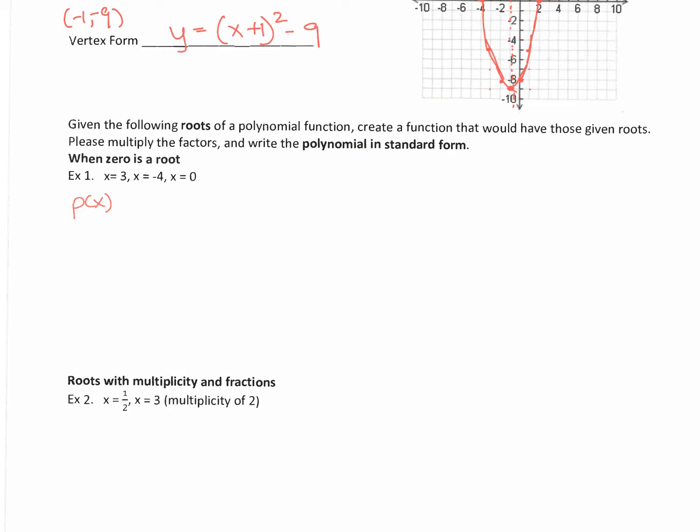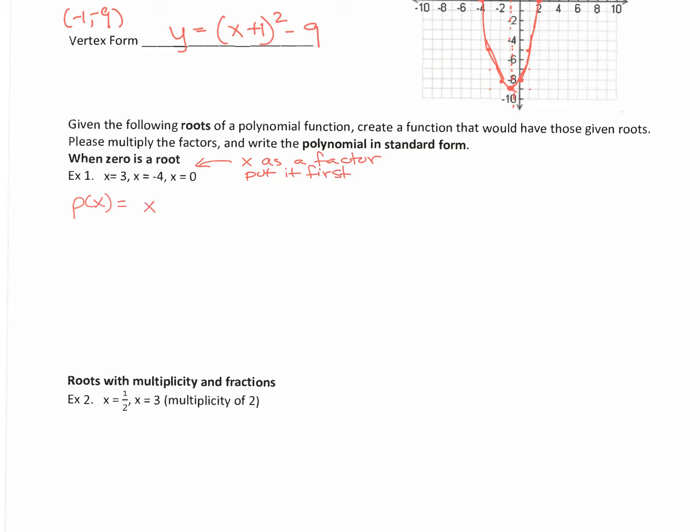So I'm noticing the x equals 0. Whenever I see an x equals 0, that means that I'm going to have a single x as a factor, because I would set that x equal to 0. That's how I get a 0. So I'm always going to put it in the front. So I'm always going to put it first when I have that situation. So I'm going to write my x first.